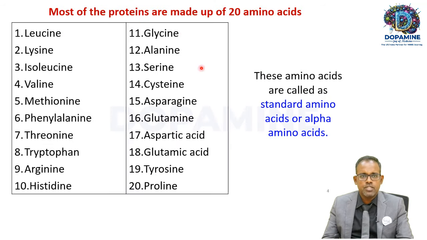So these are the 20 amino acids which make up most of the proteins in our body: leucine, lysine, isoleucine, valine, methionine, phenylalanine, threonine, tryptophan, arginine, histidine, glycine, alanine, serine, cysteine, asparagine, glutamine, aspartic acid, glutamic acid, tyrosine, and proline. And these 20 amino acids are also called standard amino acids or alpha amino acids.